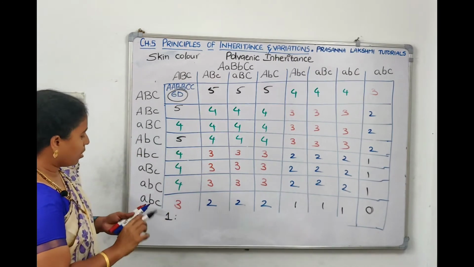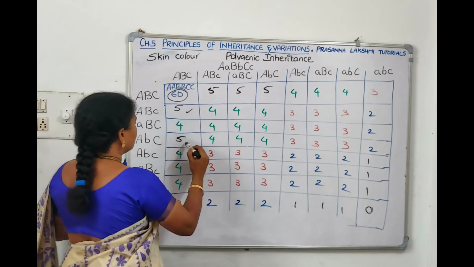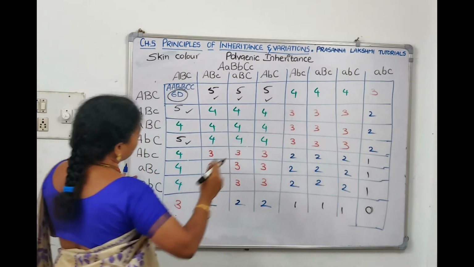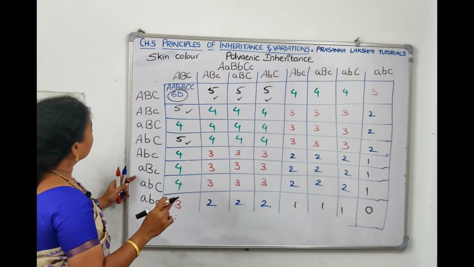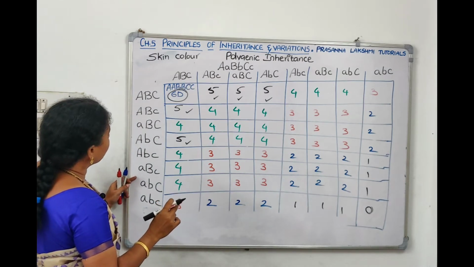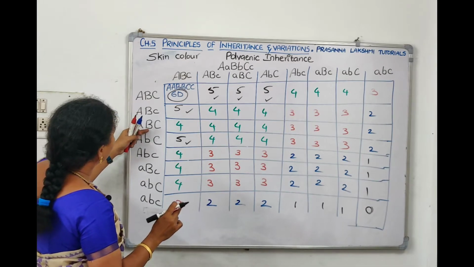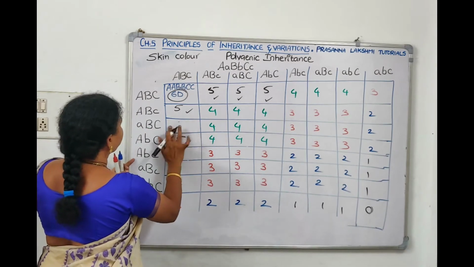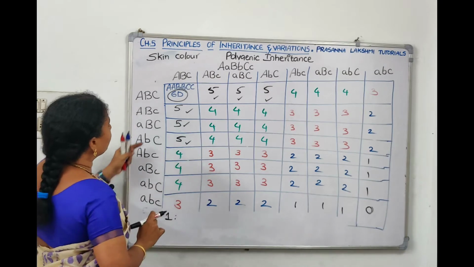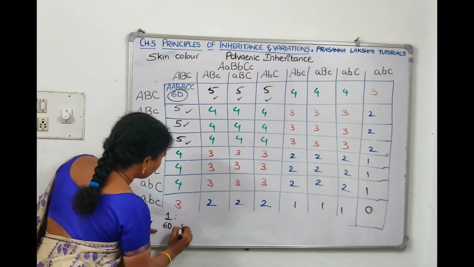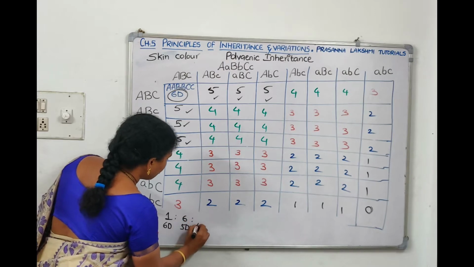How many 5 dominant you got? So 1, 2, 3, 4, 5. 1, 2, 3, 4, 5. 1, 2, 3, 4, 5. Somewhere we went wrong. 6. 1, 2, 3, 4, 5. This is also 5. Yeah. 6 dom, 5, 1, 2, 3, 4, 5, 6 we got. So 6 dominant, 1 we got, 5 dominant, 6 we got, then 4 dominant.